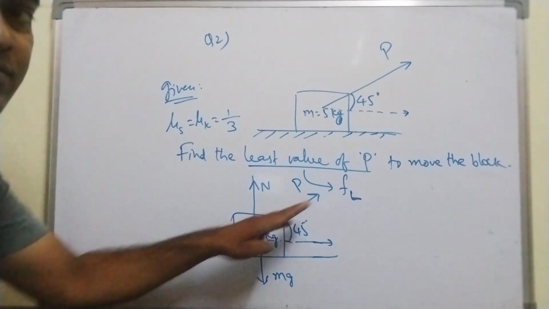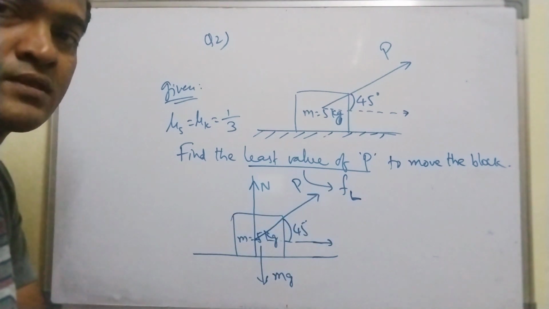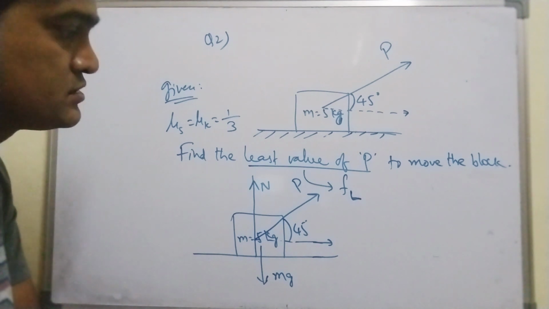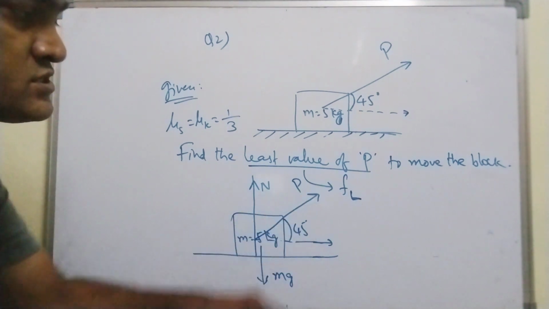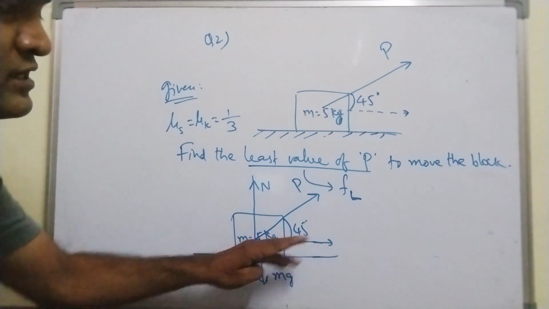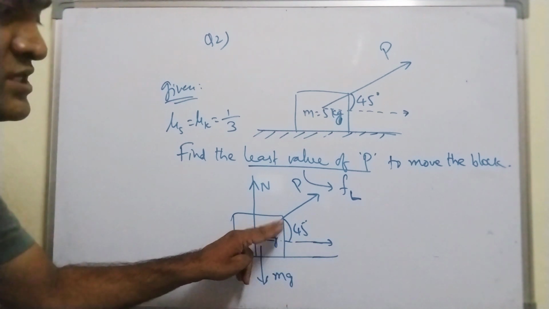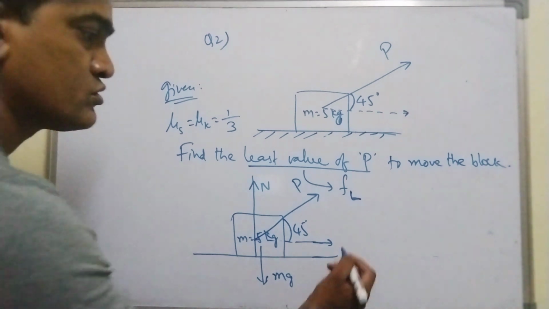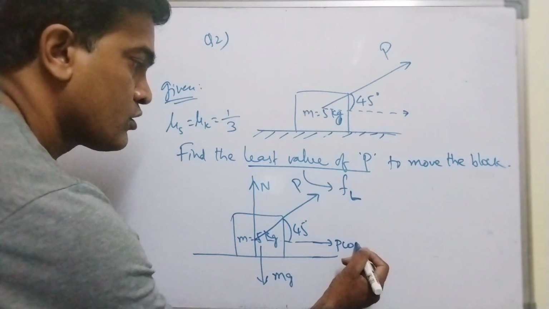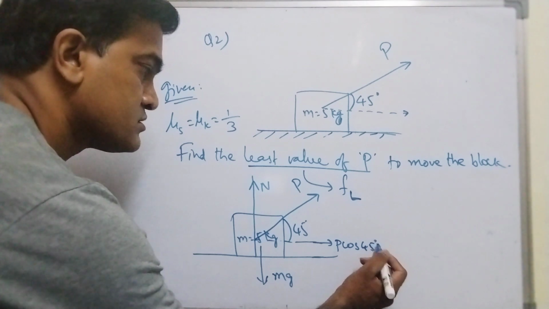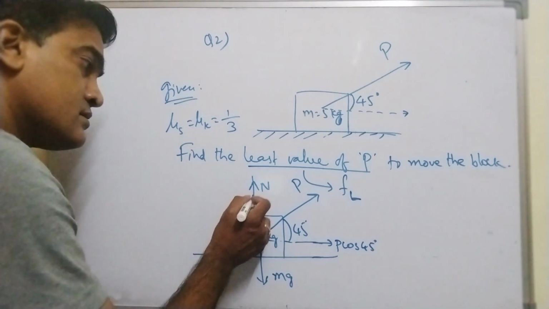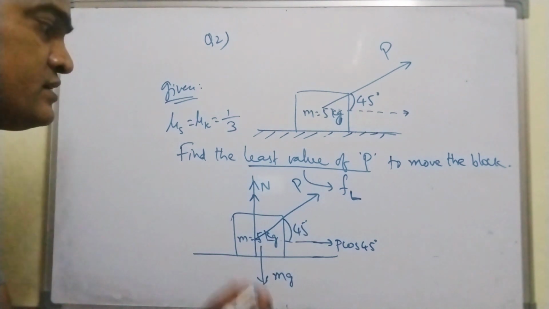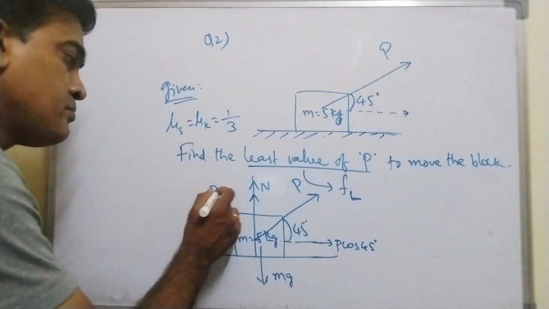Whenever you have an inclined vector, you can resolve this into two components. The component touching the angle, you will name it as P cos. So here you will get P cos 45 degrees. And the component which is not touching the vector P is nothing but P sin 45 degrees.